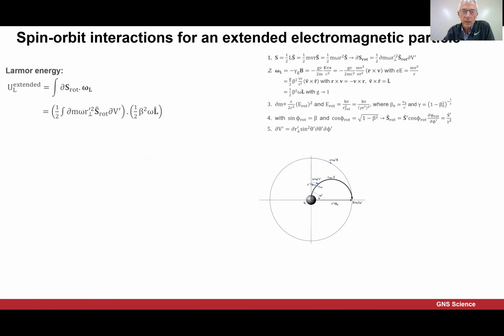And in this expression, we have an electromagnetic mass, which is given by line 3 here, and that uses an electric field. The electric field uses the radius as seen in the rotating frame, and the radius in the rotating frame is given by gamma times the radius in the lab frame. So that's given there.